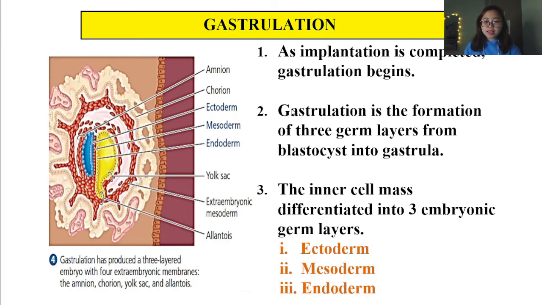So, dalam erti kata lain, apa yang berlaku adalah tisu-tisu sel-sel di dalam embryo ini, sekarang embryo ini bukan digelar blastocyst, sudah dia digelar sebagai gastrula, dia akan susun, dia akan ada susunan dia, dan mereka akan dipisahkan, dibezakan kepada tiga embryonic germ layers, yaitu ectoderm, mesoderm, endoderm.